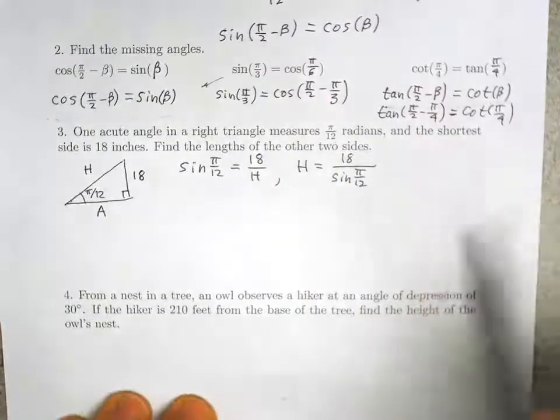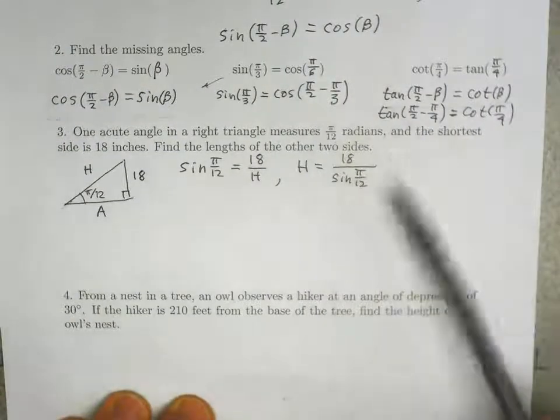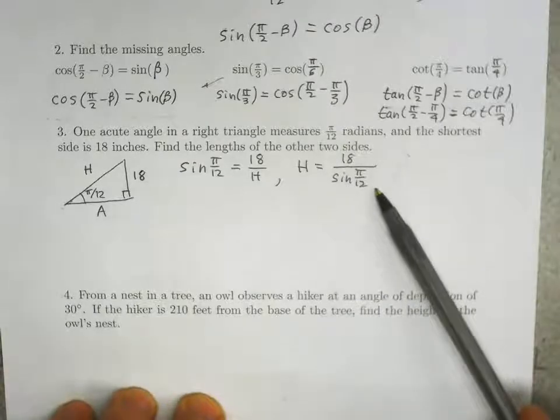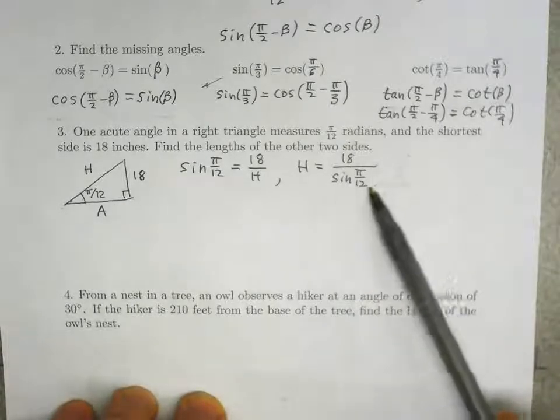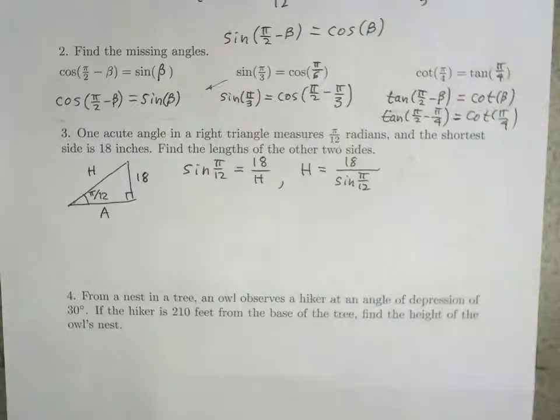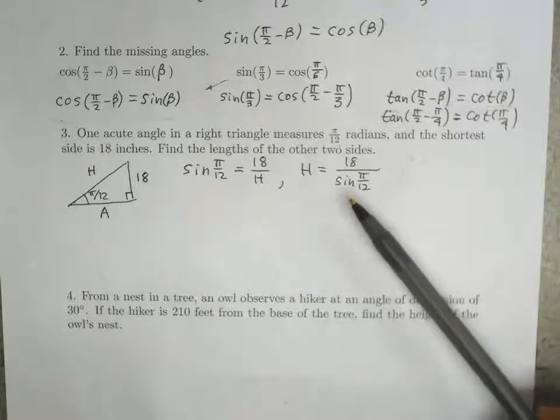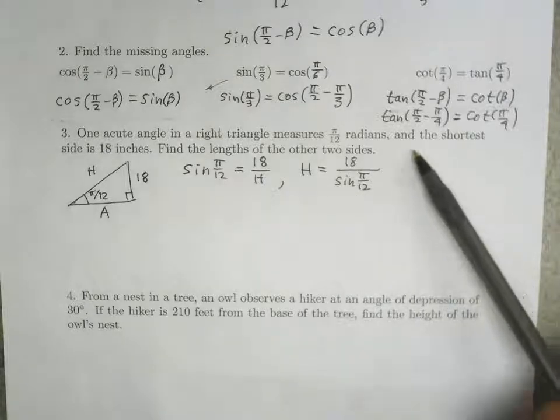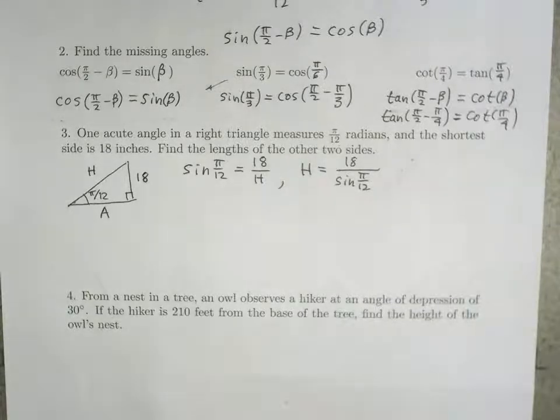Hey, for a test answer, this is perfectly fine. Pi over 12 is not a special angle, so sine of pi over 12 is something that we would usually rely on a calculator to give us a decimal approximation for. So that's the answer for H.